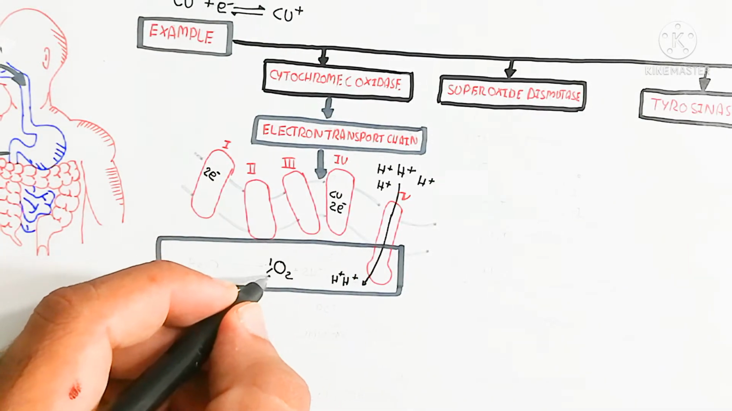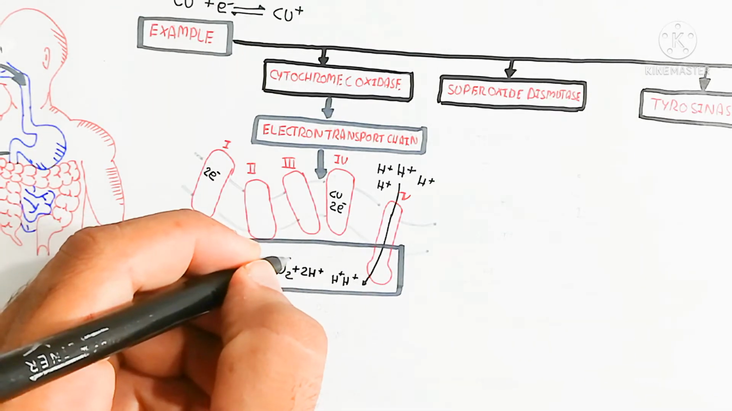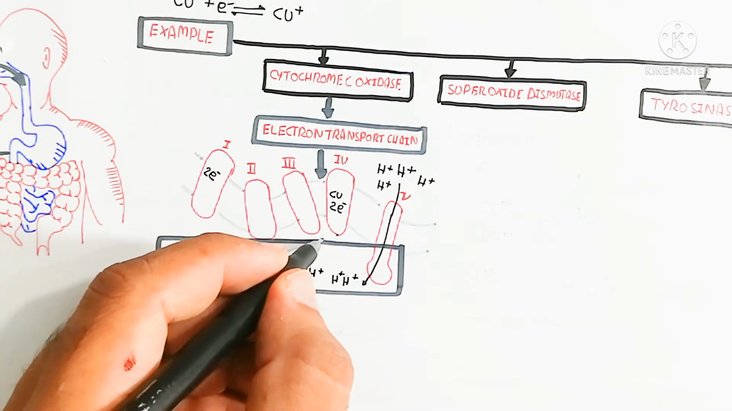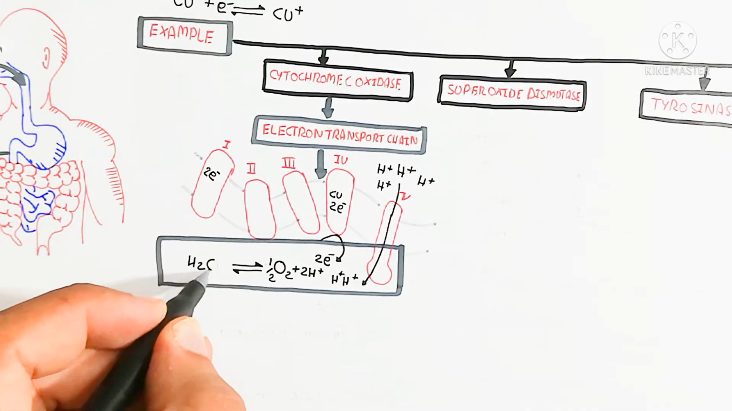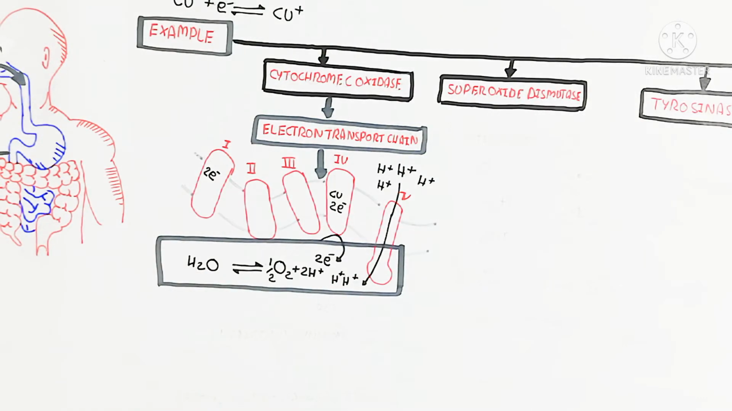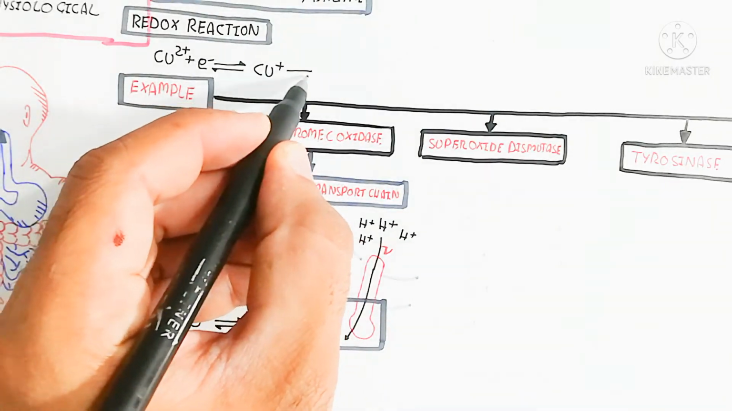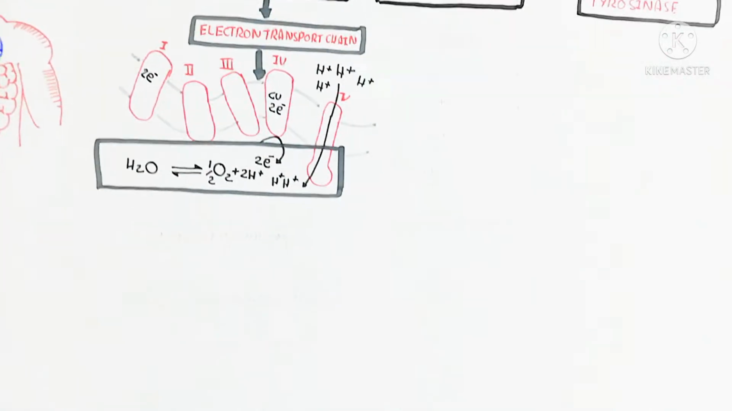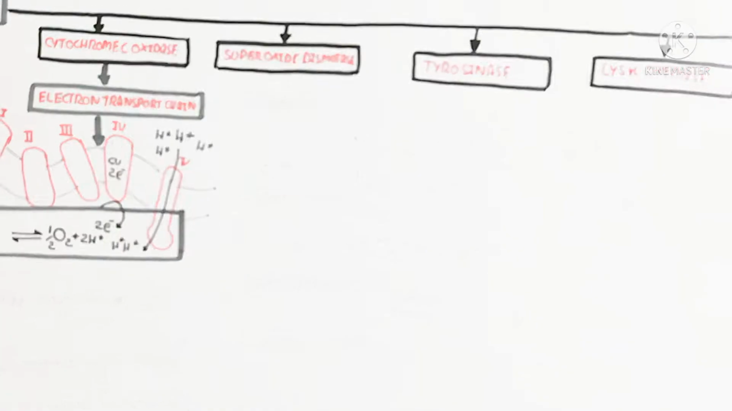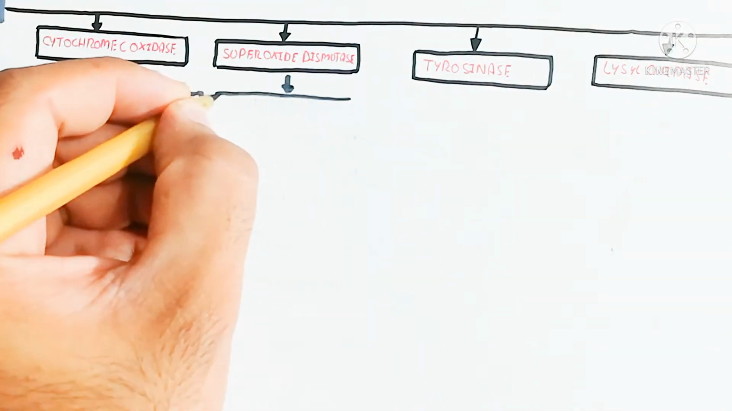So the ATP synthase will donate the proton during ATP synthesis, while the copper releases two electrons, and these two protons and two electrons bind with half a molecule of oxygen to give water. So this function is very important for the normal function of the electron transport chain.